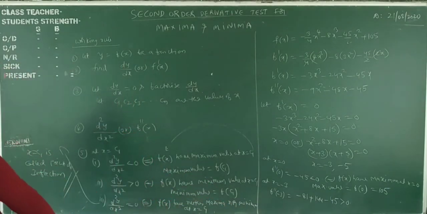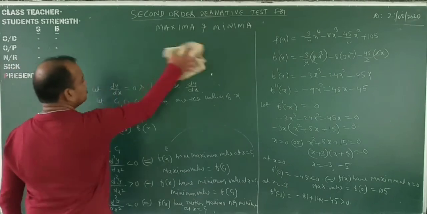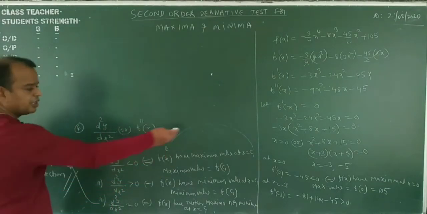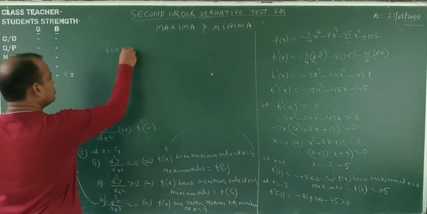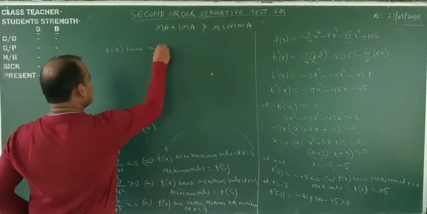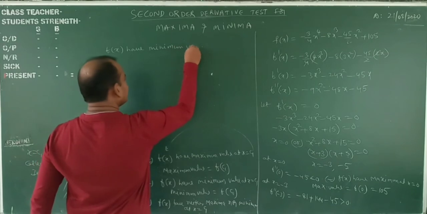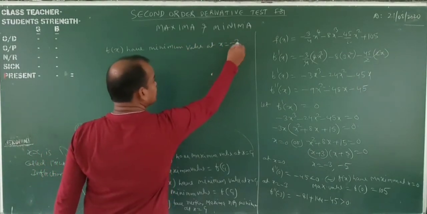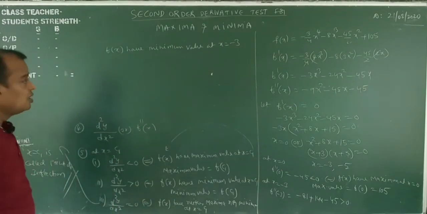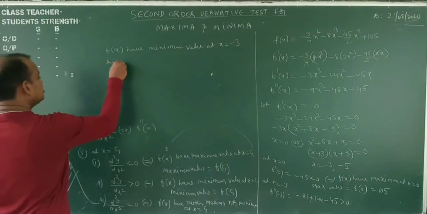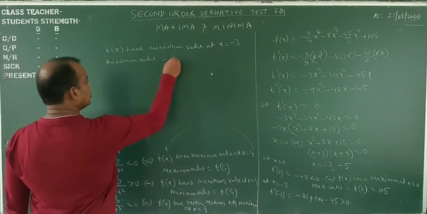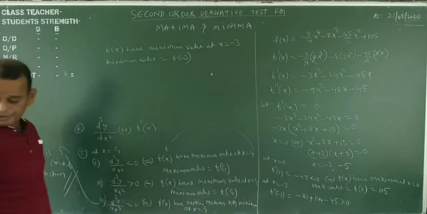How to find the minimum value? Therefore, continuation: f of x has a minimum value at x is equal to minus 3. Okay, my dear students. Therefore, minimum value is equal to f of minus 3. Substitute f of minus 3.